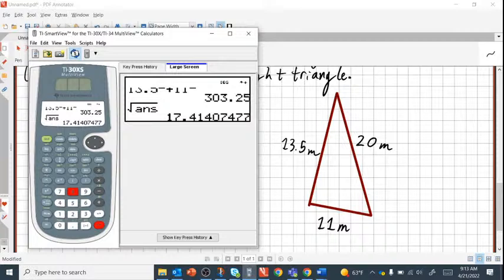Can you guys talk to each other? How do you know, I'm telling you, all the information's right here on the screen. 13.5, 11, 20, and when I square those and take the square root, I get 17.414. How can I look at this information and say, that's an obtuse triangle?